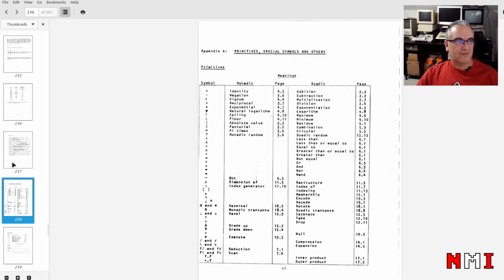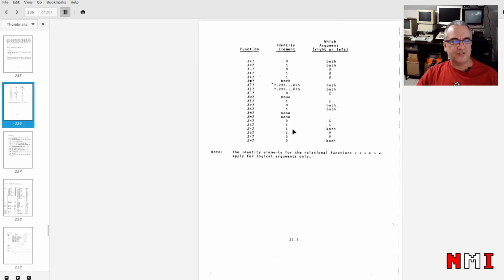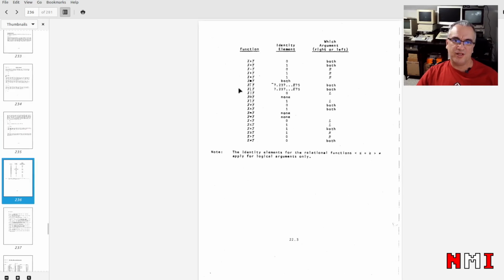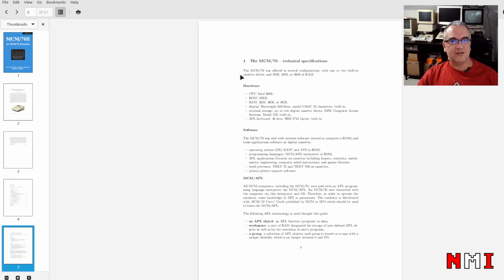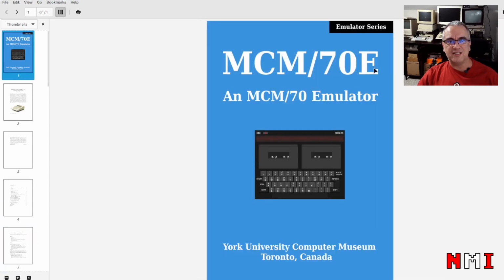So very cool. If you are interested in learning more about the MCM and maybe learning a little bit about APL, even though this is older APL, I understand that APL continued to evolve, and there are newer versions, and they implement a lot of other stuff that is not mentioned in this manual. So this is one, and then on their website there is also the MCM70E, because this is from the emulator, right?